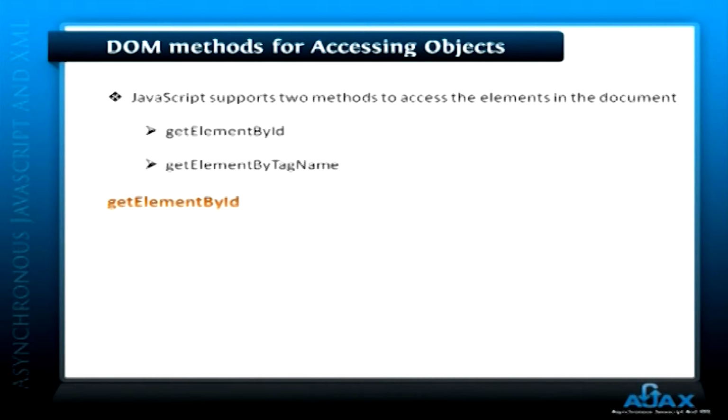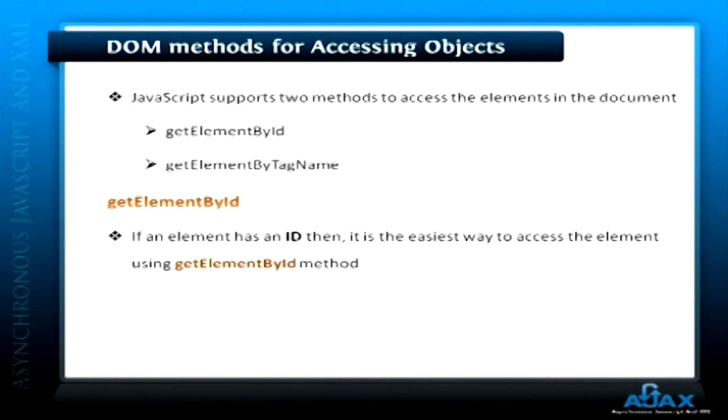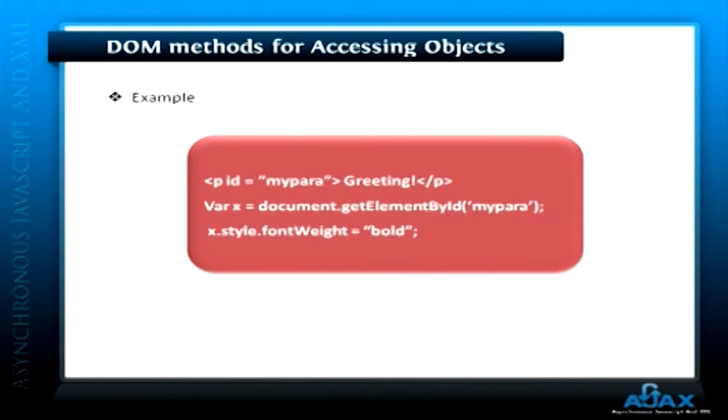getElementById. If an element has an ID, then the easiest way to access the element is using the getElementById method. Let's take one example. Look at these lines. See here, we have given an ID myPara for this paragraph tag, and here we are accessing its value using the getElementById method. As I said previously, all the elements in a page are related to the topmost object, the document object, so here we used document. Now this x is the shortcut to access and to change the property of this paragraph element. Now this line changes the font weight of this element to bold.